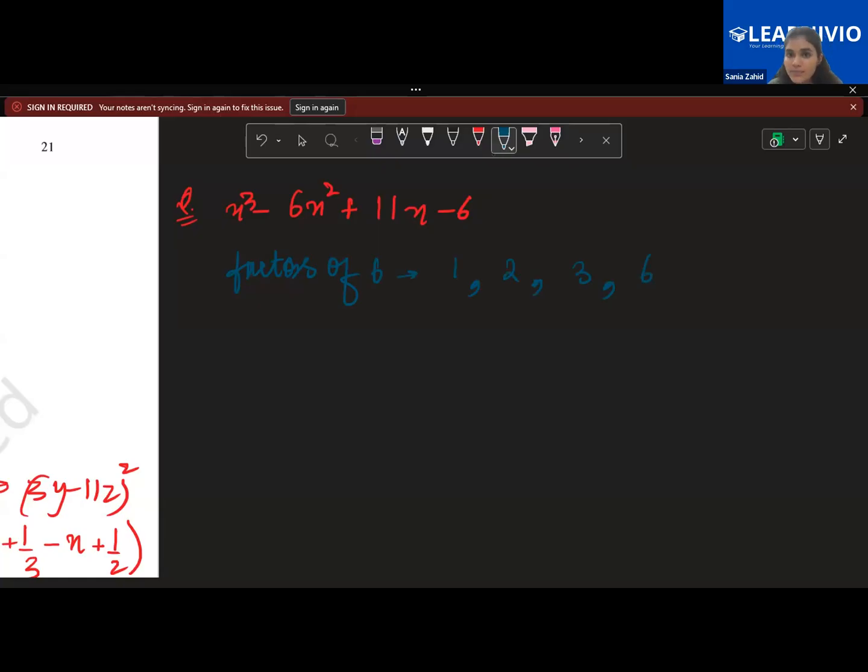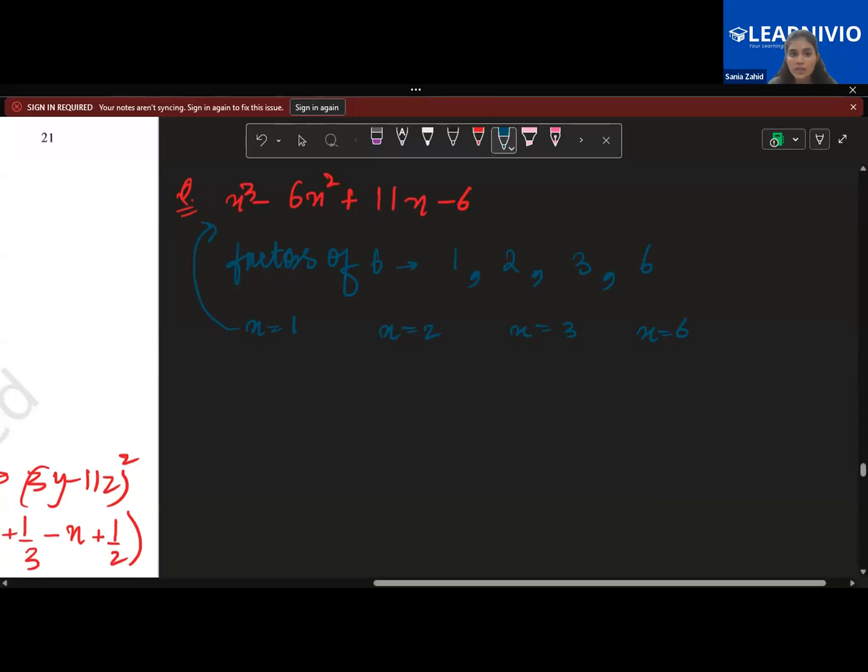So what I will do is put the values of x. First I will put x equals 1, then x equals 2, x equals 3, x equals 6. And I will check one by one for which values I am getting 0. In this equation, I will substitute them.